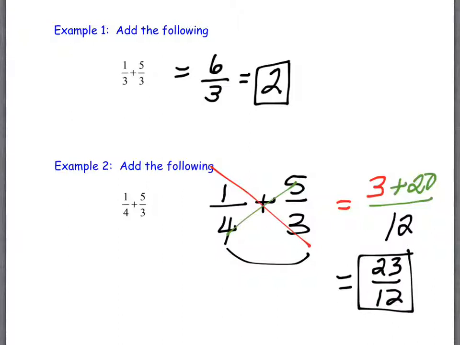And just like last time we talked about, unless you're told to put something in mixed numbers, or if the problem started in mixed numbers, there's no reason to become a mixed number. It's fine as is.